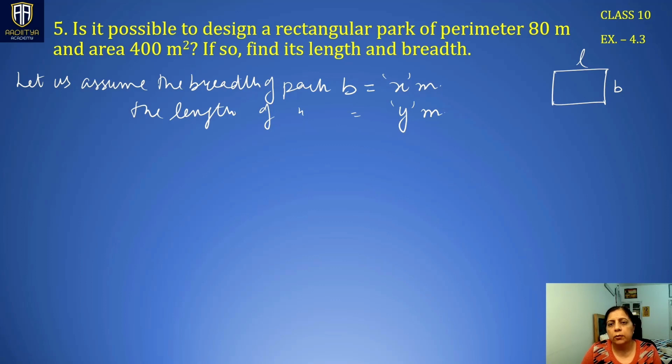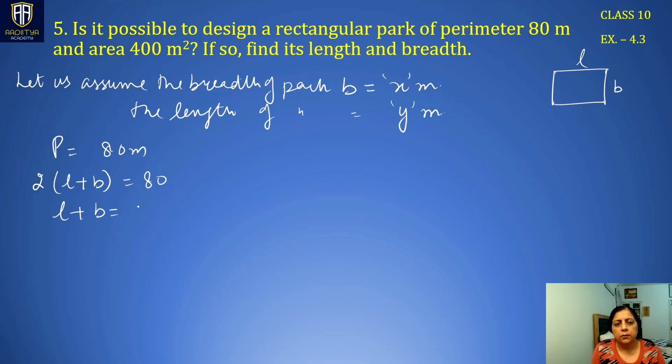Now what are the things given to us? The perimeter of the park is 80 meters. The formula for perimeter is 2 times L plus B, which is 80. So we can say L plus B becomes 80 by 2. L plus B is 40 meters. This is the first relationship, and from this I can remove one variable from here. So L becomes 40 minus B, right? L becomes 40 minus B. This is the first equation that we have got.